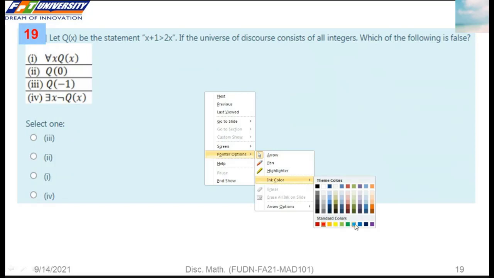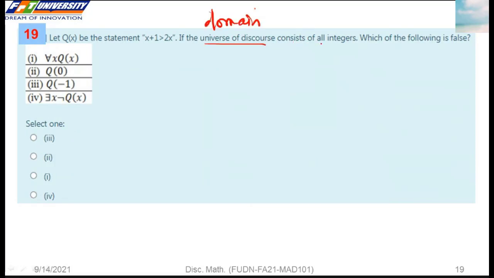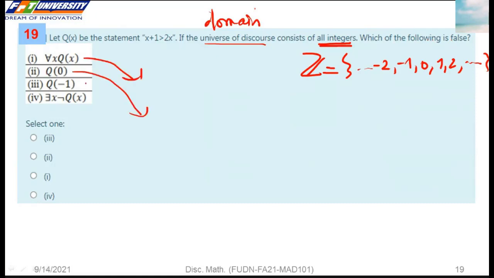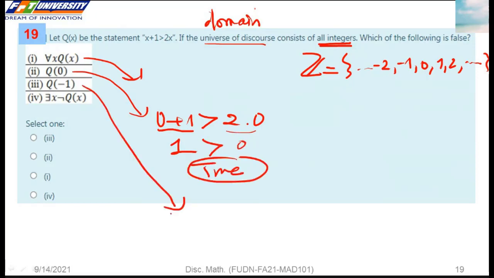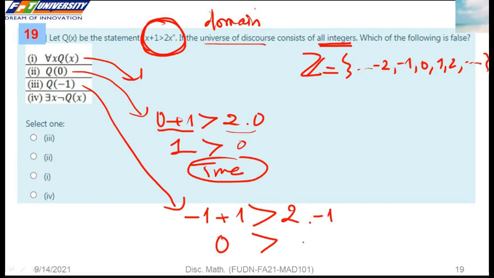Okay, we have two last questions. The domain consists of all integers. Which of the following is false? Q of 0 means 0 plus 1 greater than 0, so 1 is greater than 0, which is true. The third one, negative 1 plus 1 greater than negative 1, so 0 is greater than negative 1. So this is true.